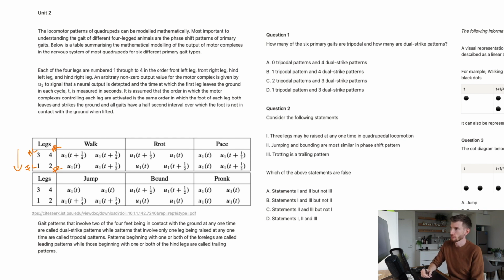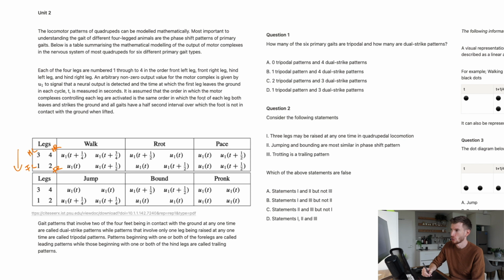So then an arbitrary non-zero output value for the motor complex is given by U1. We can see that in every single formula here. To signal that a neural output is detected and the time at which the first leg leaves the ground in each cycle, T is measured in seconds. So we've got a couple of variables in there.